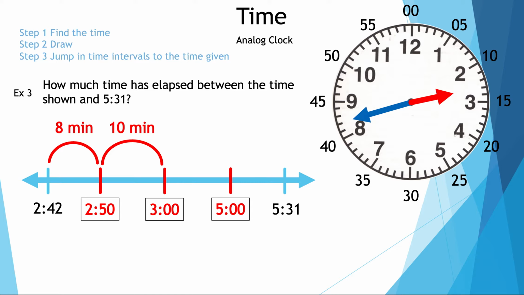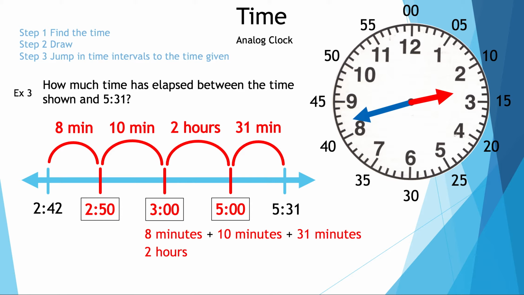Now the next one is 5 o'clock. And then we know that time interval is 2 hours. And now we can go straight to 5:31, draw your hump, and you have 31 minutes. Now we're going to go ahead and write down the times, and then add the minutes and the hours, and we have 49 minutes, and your total elapsed time is 2 hours and 49 minutes.